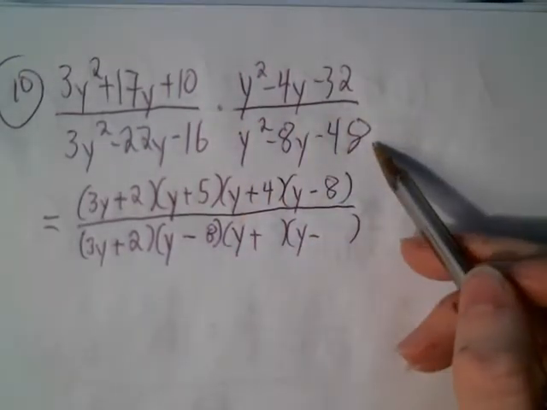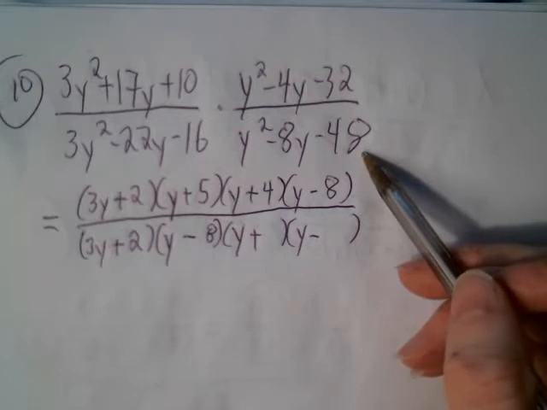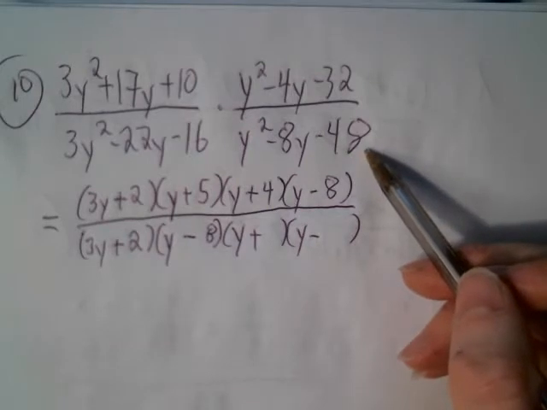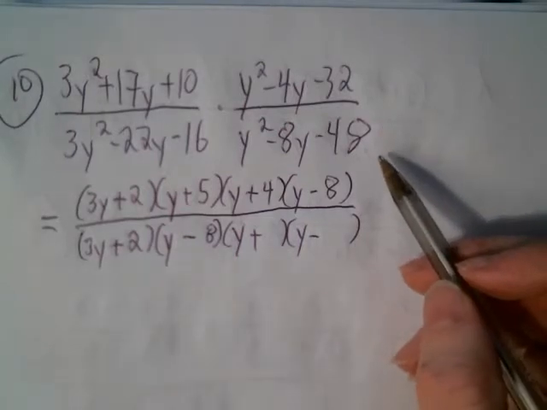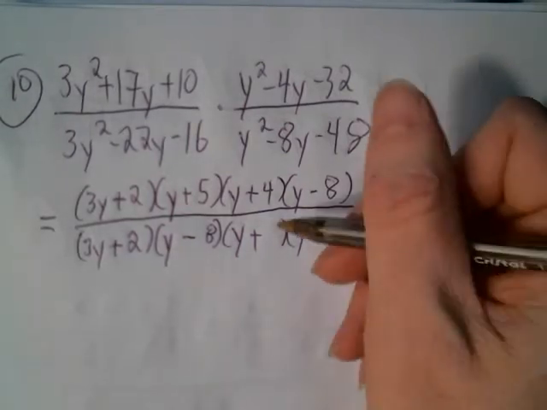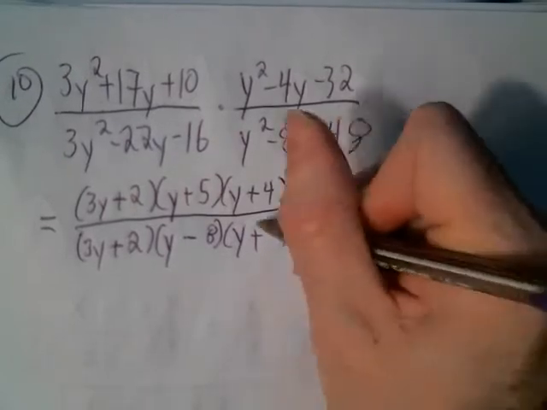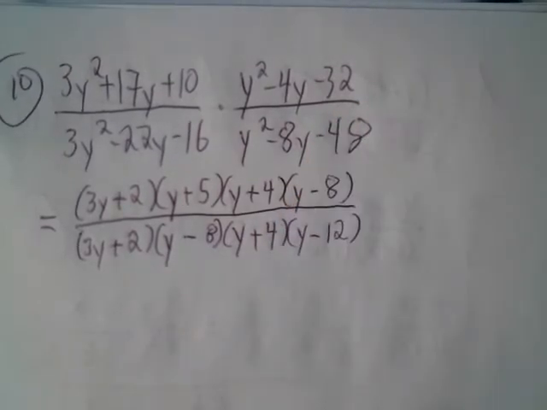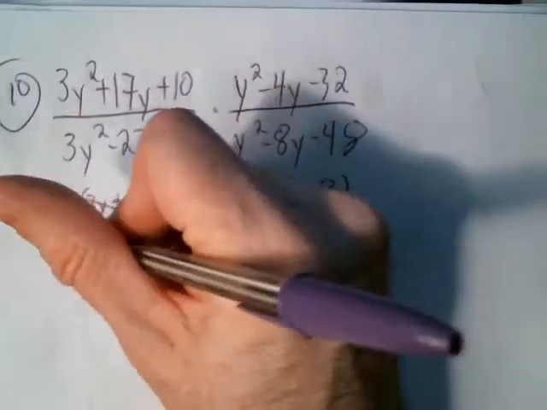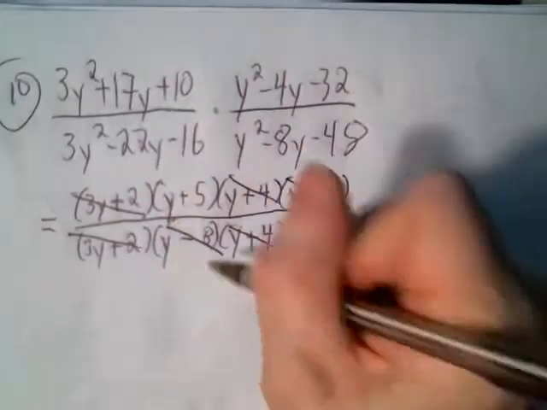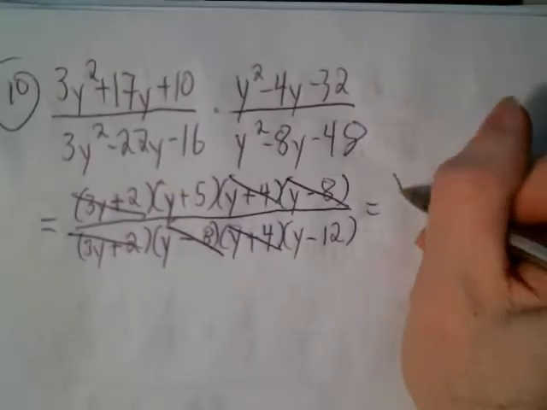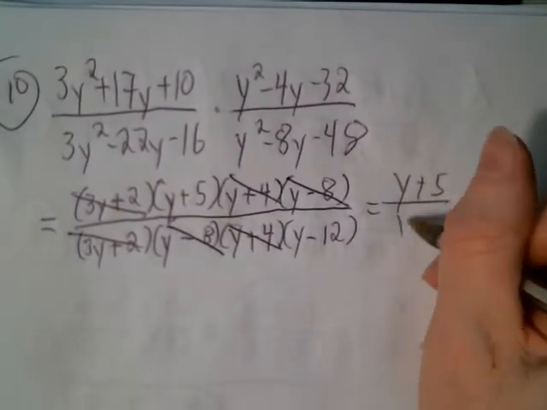And then finally this guy, so y and y has to be plus minus. And then I'm thinking like 8 and 6, no. 24 and 2, no. 12 and 4, okay, where the 12 is negative. Okay, and then for the fun part, you just start removing the common terms. Don't get too carried away. Okay, we're just left with y plus 5 all over y minus 12.